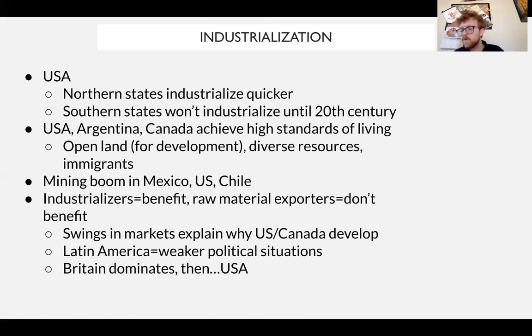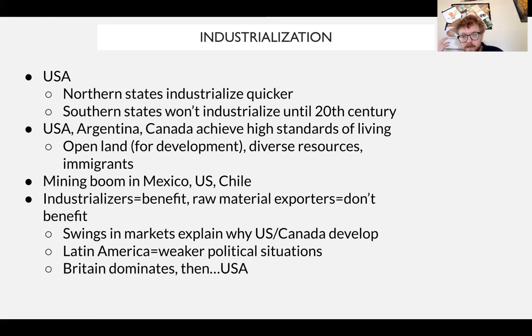And kind of in general, we see a difference between those who industrialize and those who don't. The industrializers, they will benefit. Places like the US and Canada, and not Latin America and Argentina. But if you have an economy based on raw material exports, this isn't benefiting countries as a whole. It's benefiting who owns these raw material places. It benefits British companies, it benefits American, United States companies, it benefits other European powers.